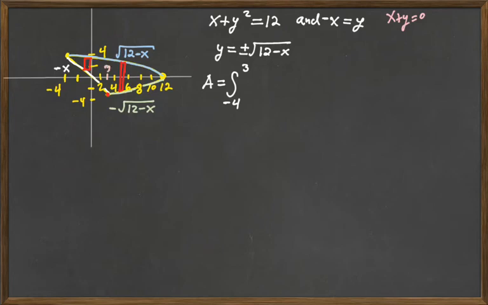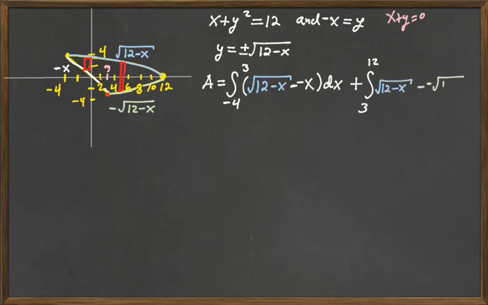Okay. Upper function is the square root of 12 minus x. The lower function was negative x. Plus, and then from 3 to 12, the upper function was 12 minus x, and the lower function was negative 12 minus x, and then both of those respectively under the square root. Okay. So that simplifies down a little bit.